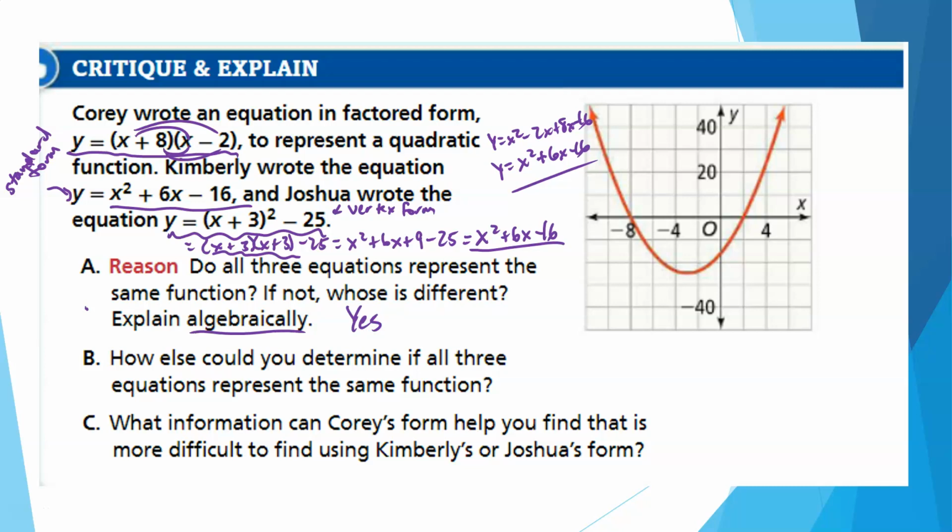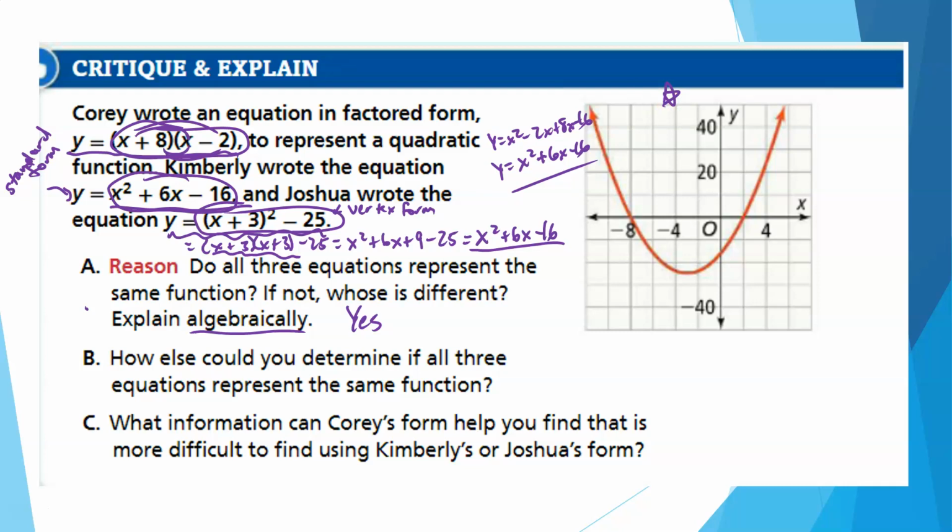Now part B says, how else could you determine if all three equations represent the same function? Well, you could use your graphing calculator. If they are in fact the same, if I graph this, this, and this in the same window, I would get the same picture. And you can see at the right what that graph looks like.